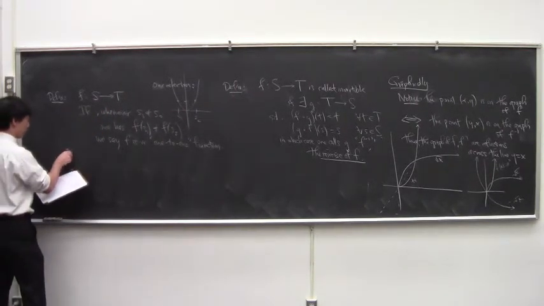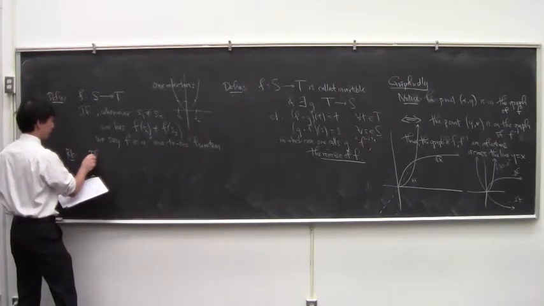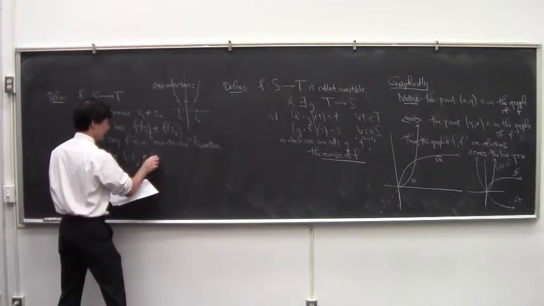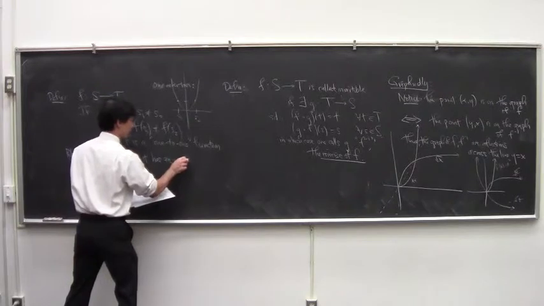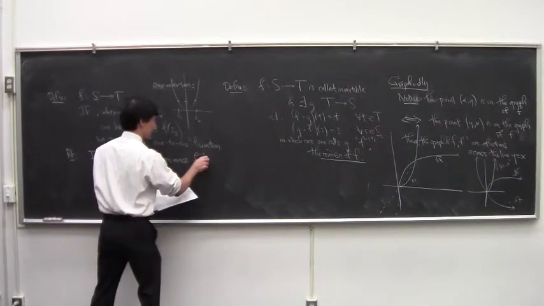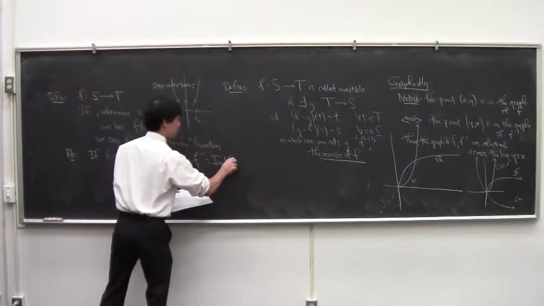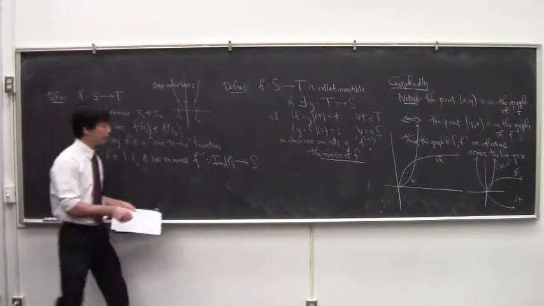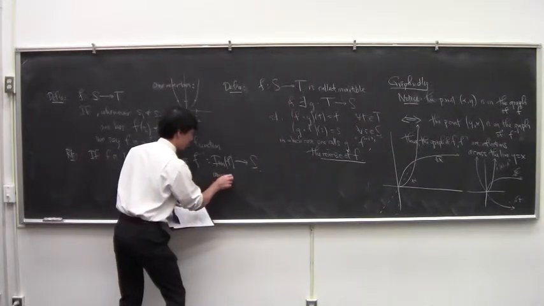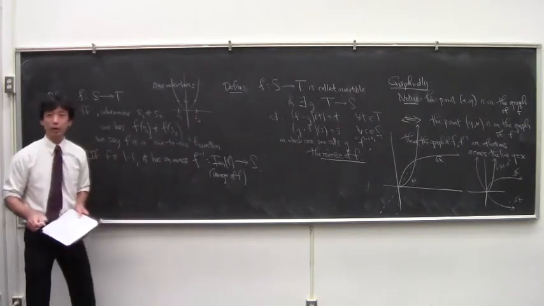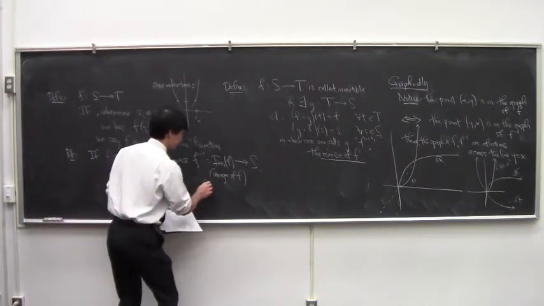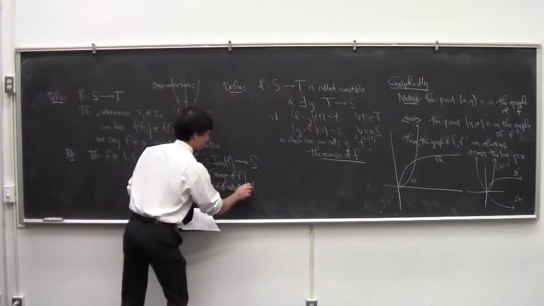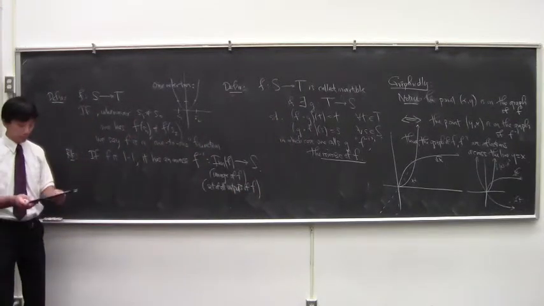So if f is 1-to-1, it has an inverse, going from the image of f back to the domain. I don't know if you've used this before, the image of f: the collection of all outputs of f, the set of all outputs of f, back to the domain.